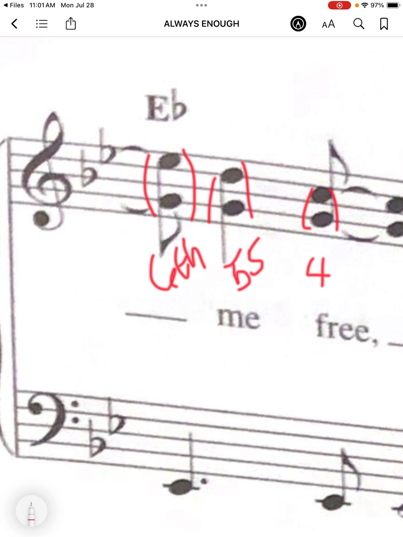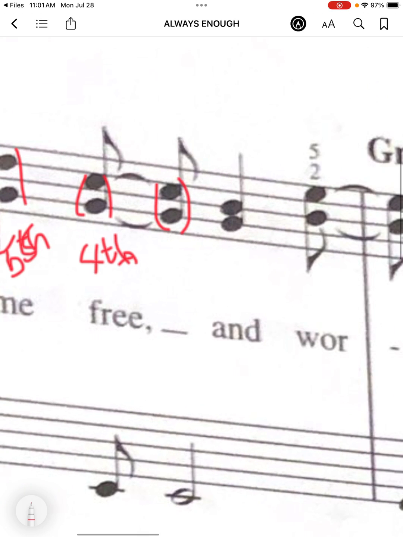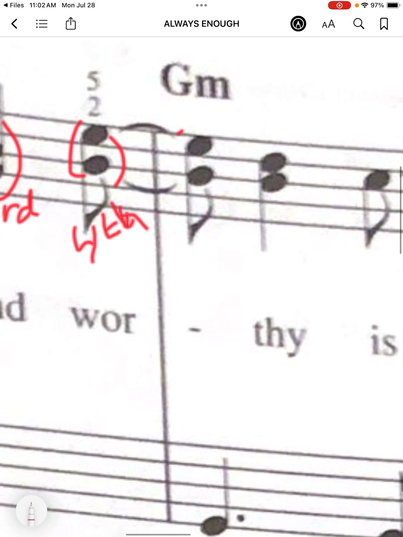Fourth over here. Fourth, third over here, and a fourth here. Because if I put the E flat on the first line, it would invert itself to be a fifth. But in this case, it's a fourth. So fourth, third.